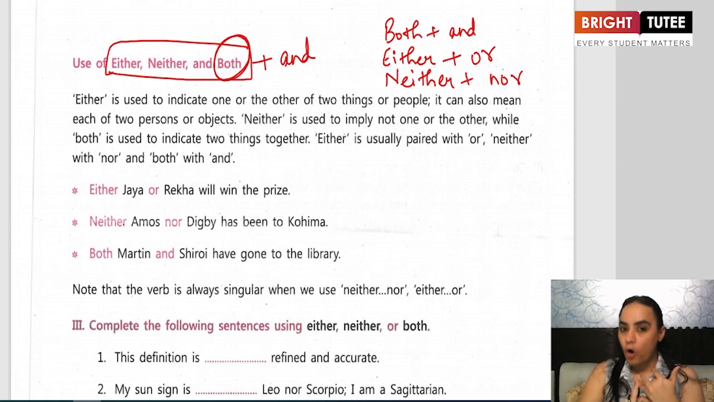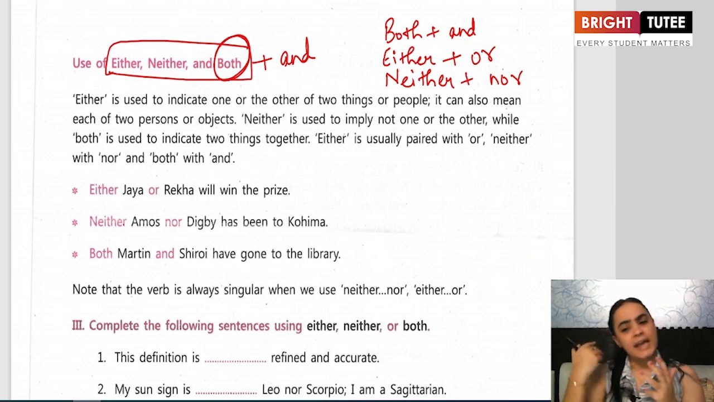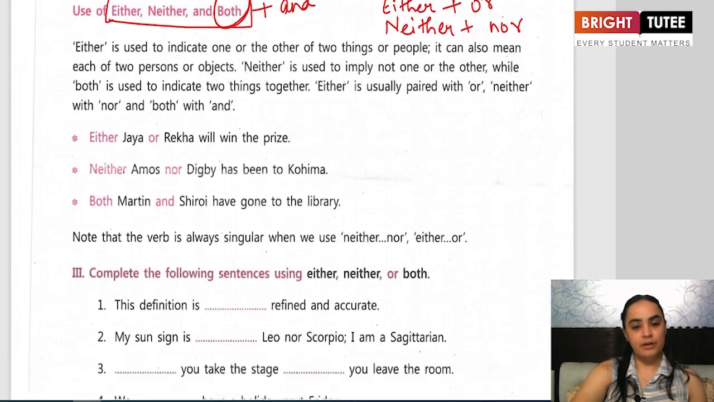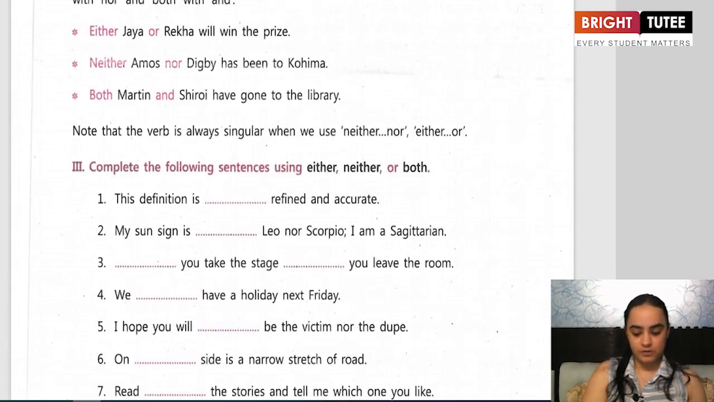Either or when there are two things and you have to choose one of them and you have to make a choice between them. We use either. Neither when you don't want to choose anything that is given in front of you. Both when there are two things and you want to choose both of them. That is how we use these three words. Am I clear?